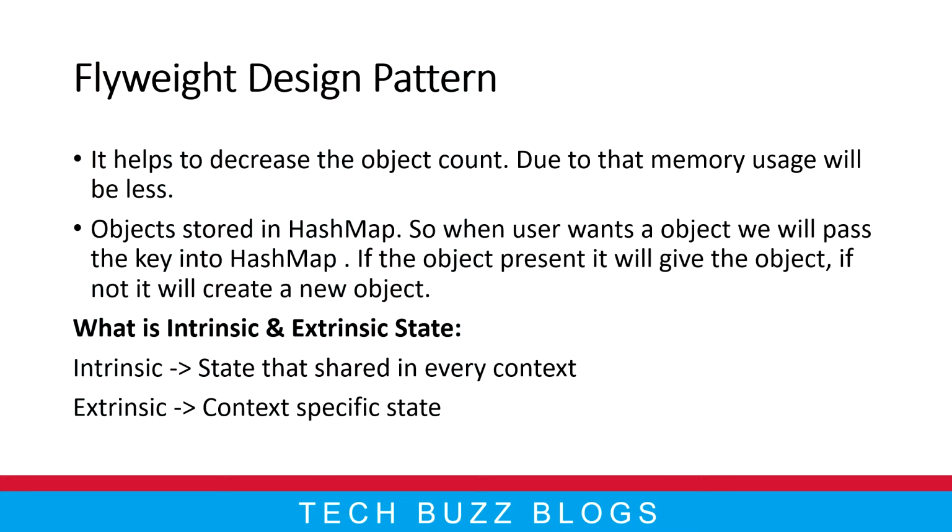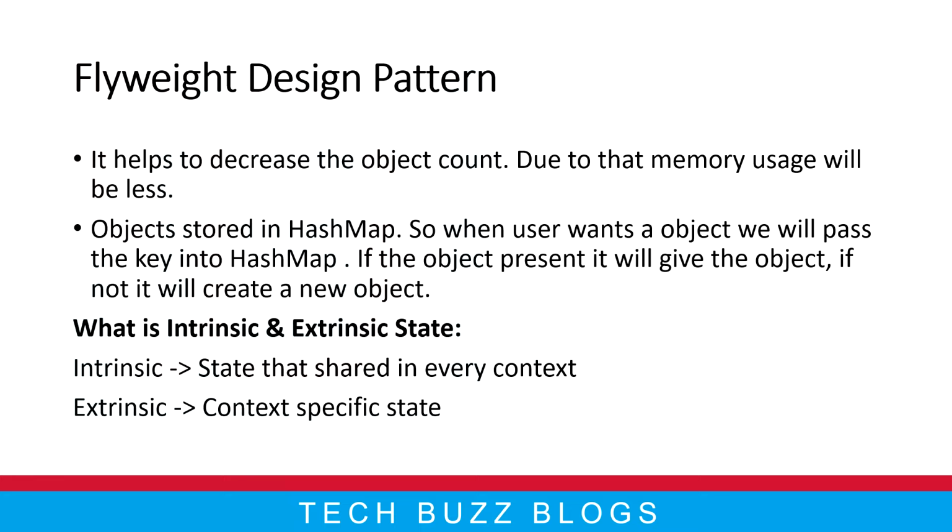What does it mean actually? For example, in your use case, maybe you need to create 10 objects for a single class. It may help you to decrease the object count. Instead of creating a new object 10 times, it may help you to reduce the object count. That is basically what the flyweight design pattern is doing. Obviously our memory will get saved, right? That is what I'm trying to tell you in the first point.